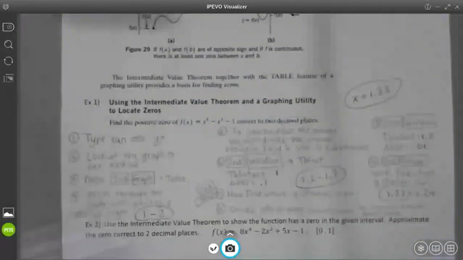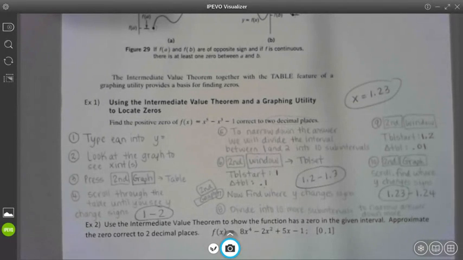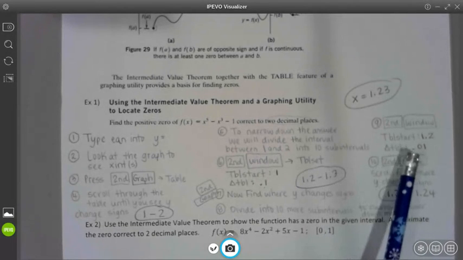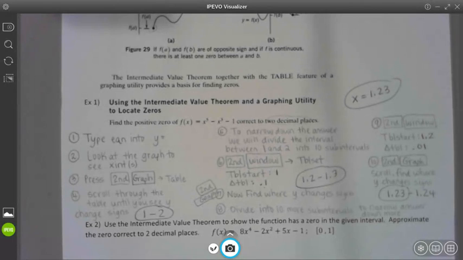So again, in the future, if they ask for 2 correct decimal places, I would find out in between what 2 numbers it has an x-intercept, and I would start at 1, and I would go right to the 0.01 as my delta table, and then you can get your 2 decimal places in one step, okay? But that's how you can do it. All right, let's try it again.